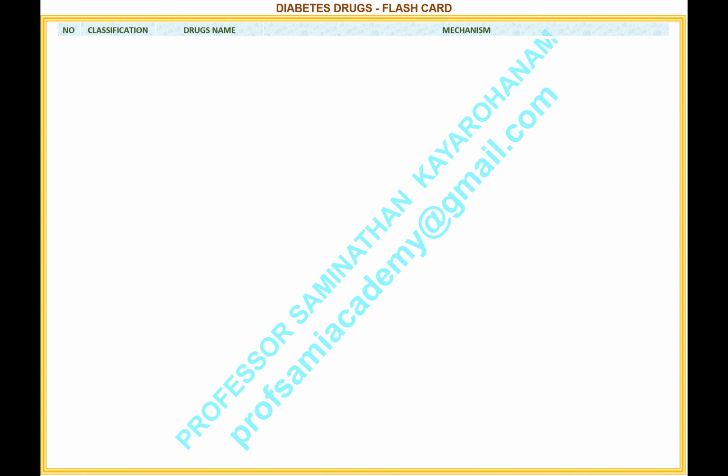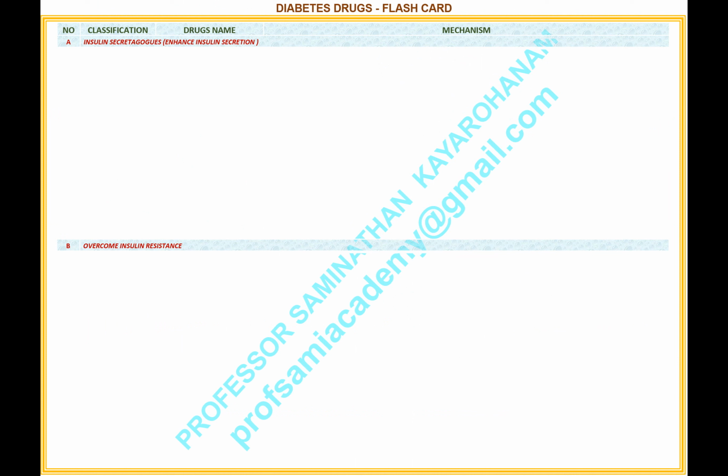3 categories of drugs are on the diabetes drug list. Category A, insulin secretagogues, enhance insulin secretion, classification number 1, 2, 3, 4, come under this category of diabetes drug. Category B, overcome insulin resistance, classification number 5, 6, come under this category. Category C, miscellaneous antidiabetic drugs, classification number 7, 8, 9, 10, come under this category of diabetes drugs.